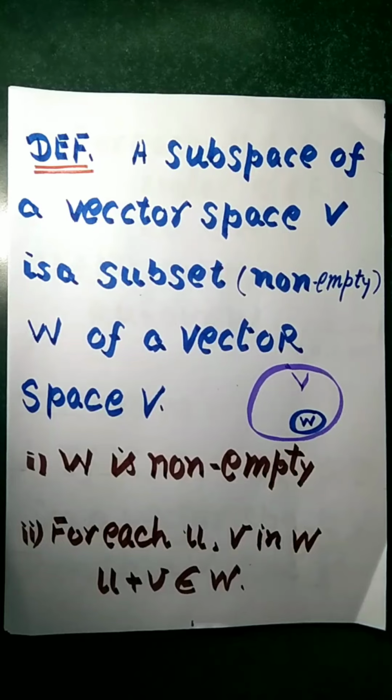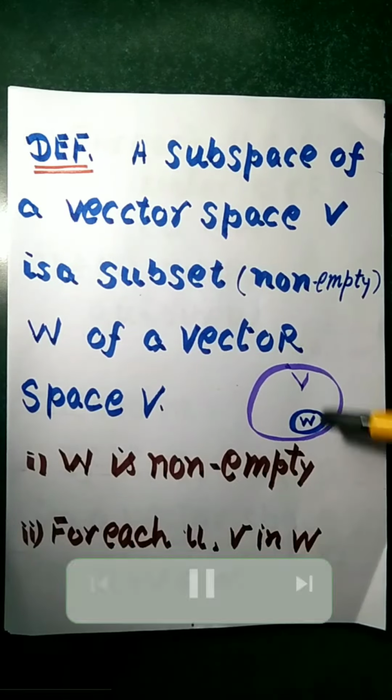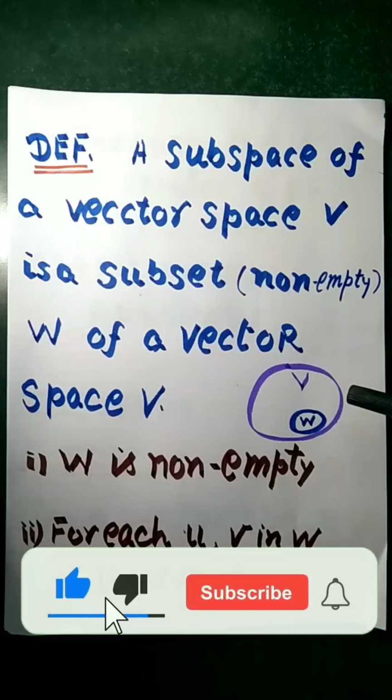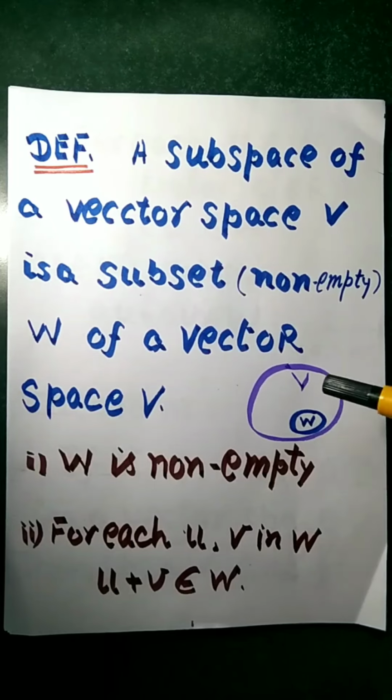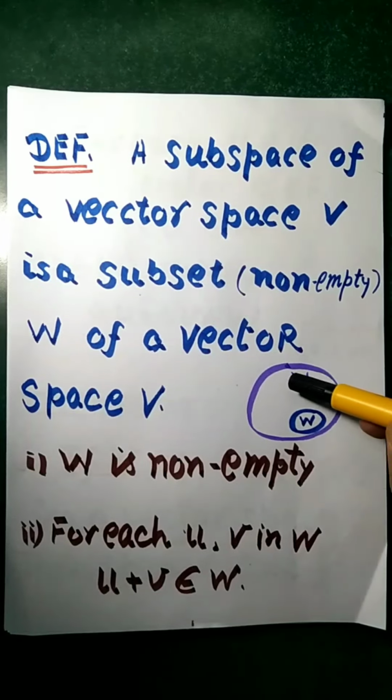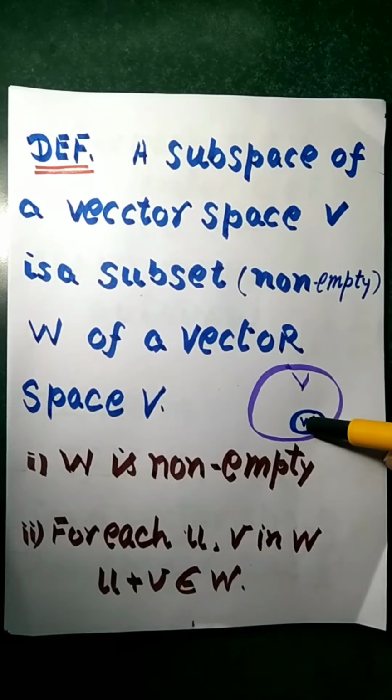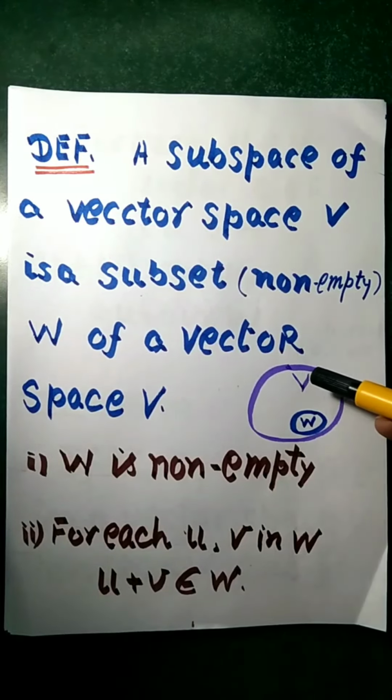A subspace of a vector space V is a subset W of V which is non-empty. Non-empty means at least the additive identity, that is 0, should be there. If we consider 0 there, then the set will be non-empty. So this W should be non-empty and should be a subset of the vector space V.